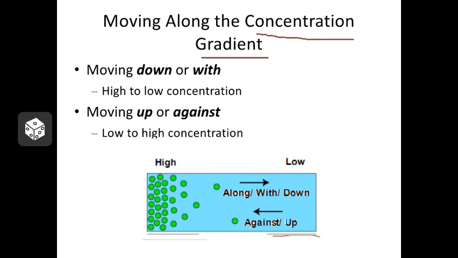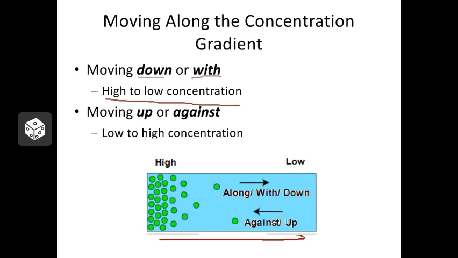Now we have a few vocabulary terms that you need to know that have to do with concentration gradients. If molecules are moving down or with a gradient, that means that they are moving from high to low concentration areas. So for instance, if we have a molecule moving from this side of the solution to this side, from high to low, we say it's moving down or with the gradient.